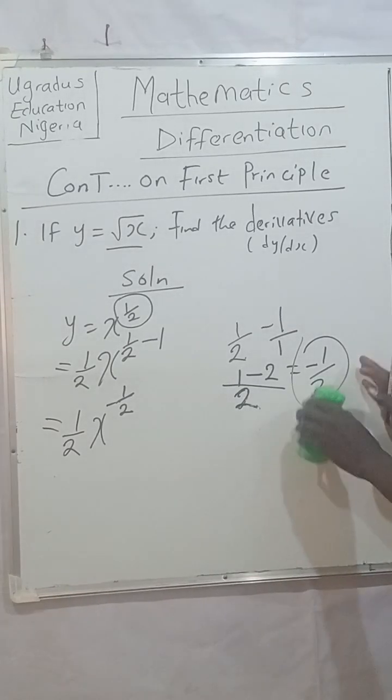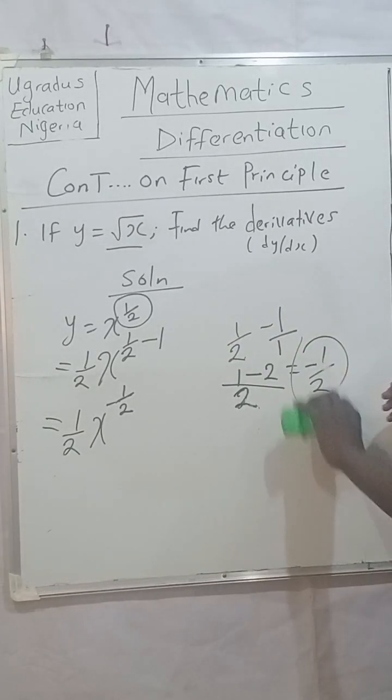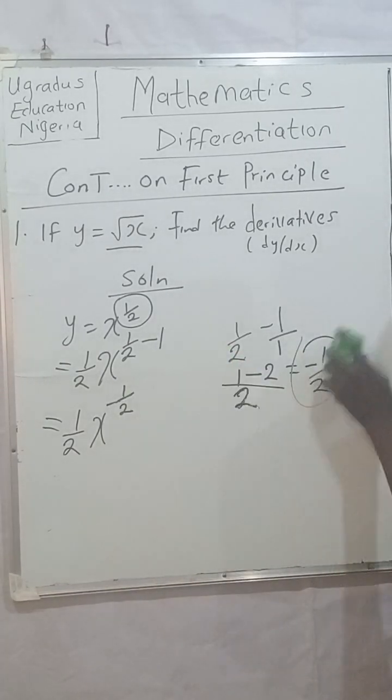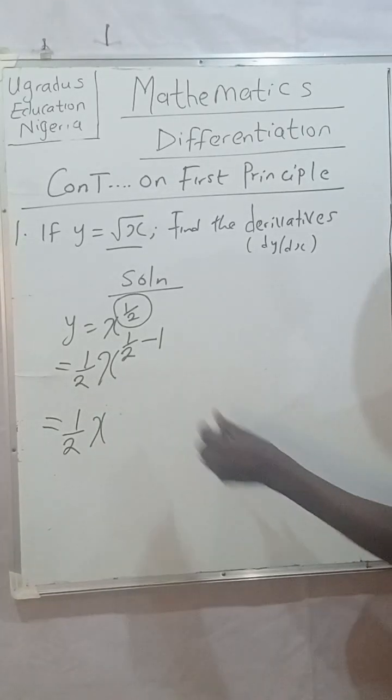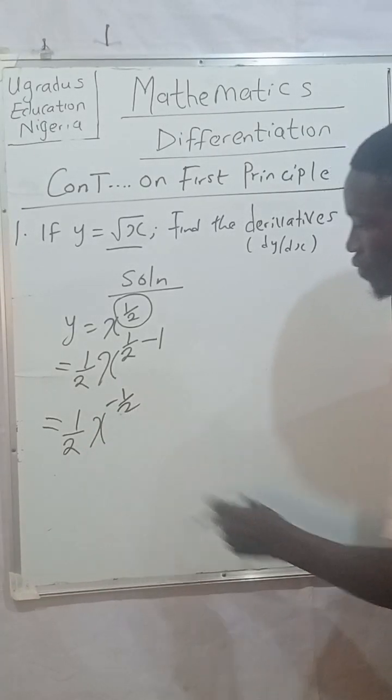All right? So don't let this thing be involved in your work. This is a rough work. Go and do it somewhere and just copy the answer so that you can move on. That will be what? Minus half.